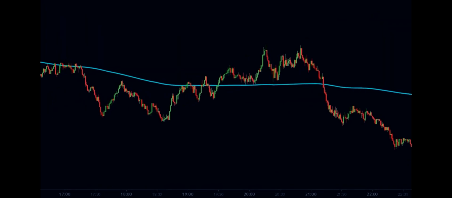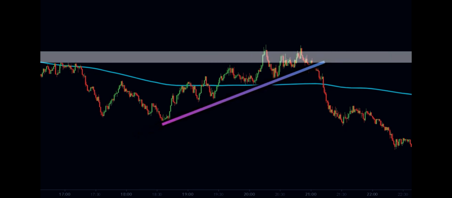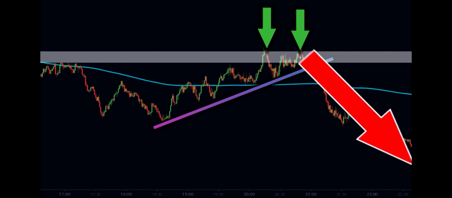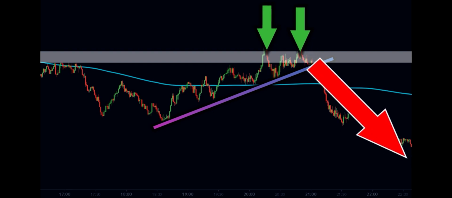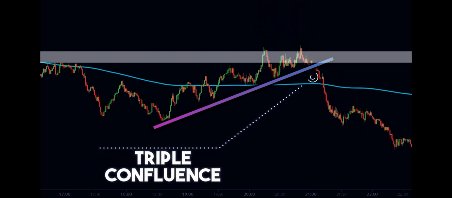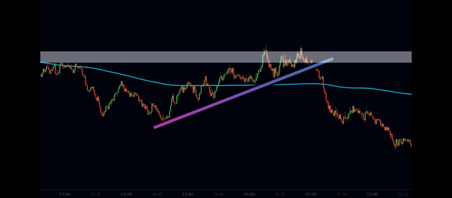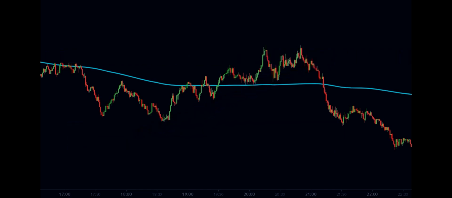Here we are on a 1-minute chart. Here is the same short-term trend line and here is the resistance. We have a double top chart pattern that develops here. This is also a sign of a downtrend. Hence we have a triple confluence: the 50-period moving average, the resistance level, and now the double top pattern is also indicating a downtrend bias.